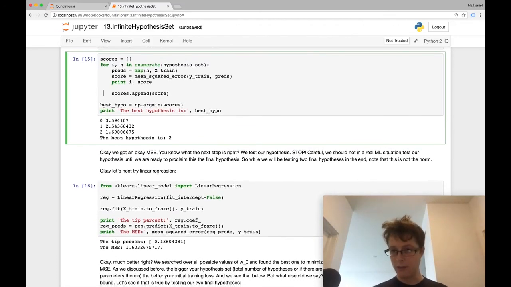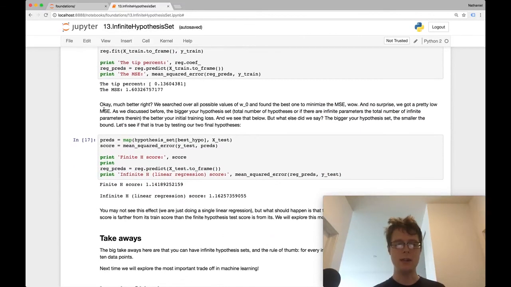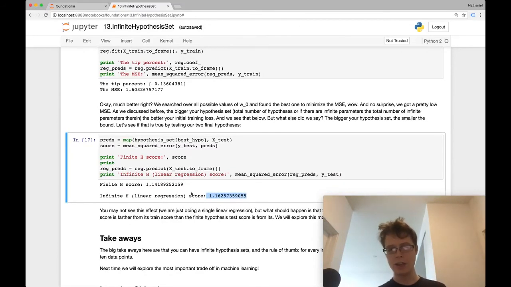So how do we check if it's misrepresenting itself? We check the test data. So we go down, we check our test data, and lo and behold, yes, it turns out linear regression was misrepresenting itself. The error that we get from linear regression is a little bit more, about 2% more, maybe 1.5% more than in our finite score. Are we surprised? We're not super surprised.